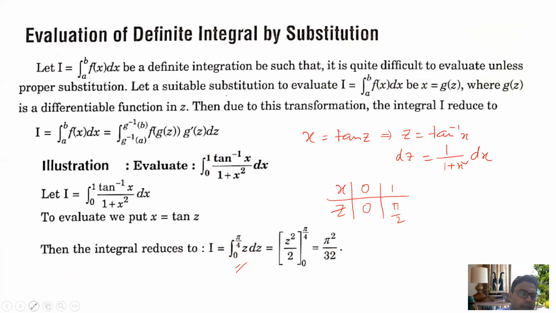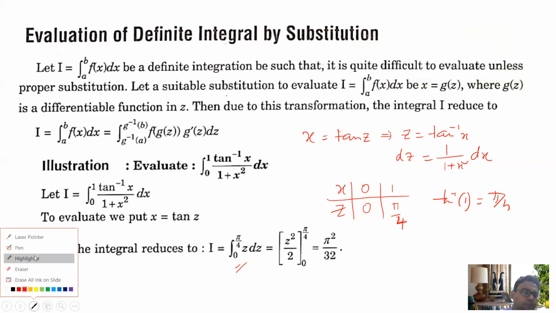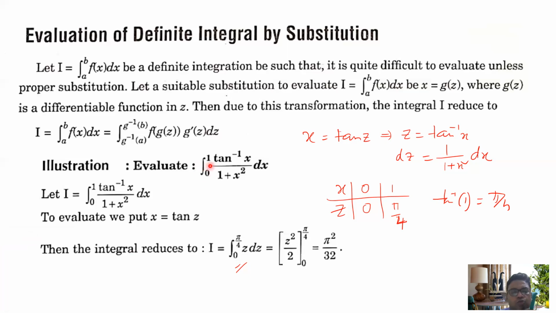It should be pi by 4 because tan inverse 1 is equal to pi by 4. For what value of x does tan become 1? That is pi by 4. So that's why 0 to pi by 4, tan inverse x is equal to z, so dx by 1 plus x square is equal to dz. So you may write z dz.